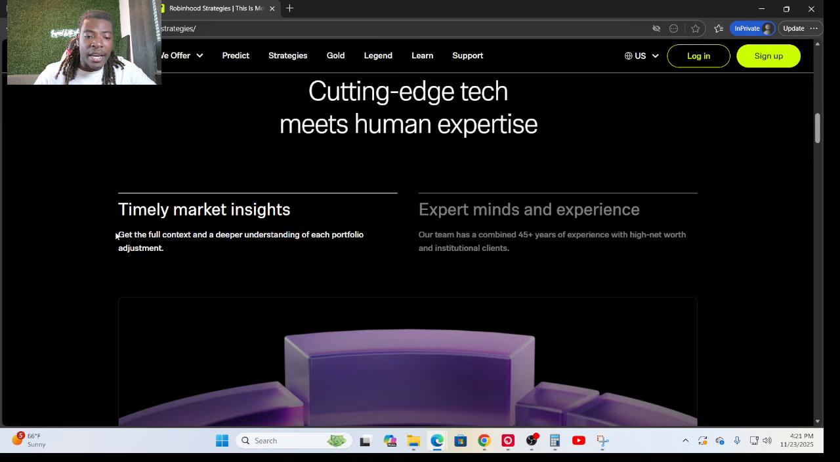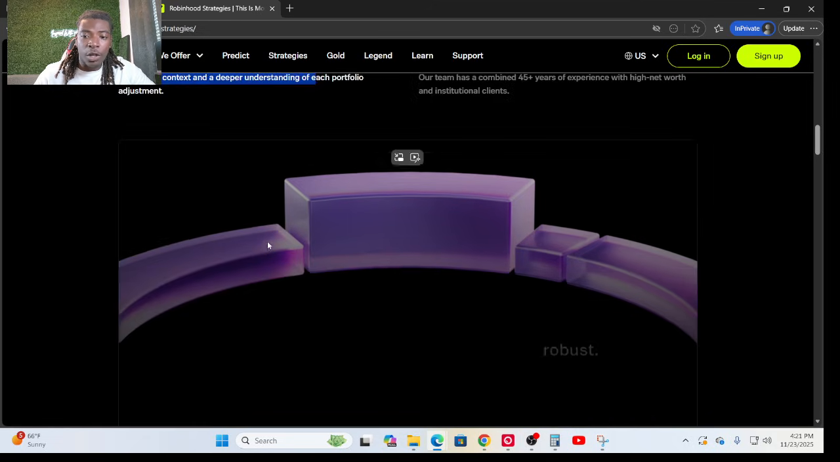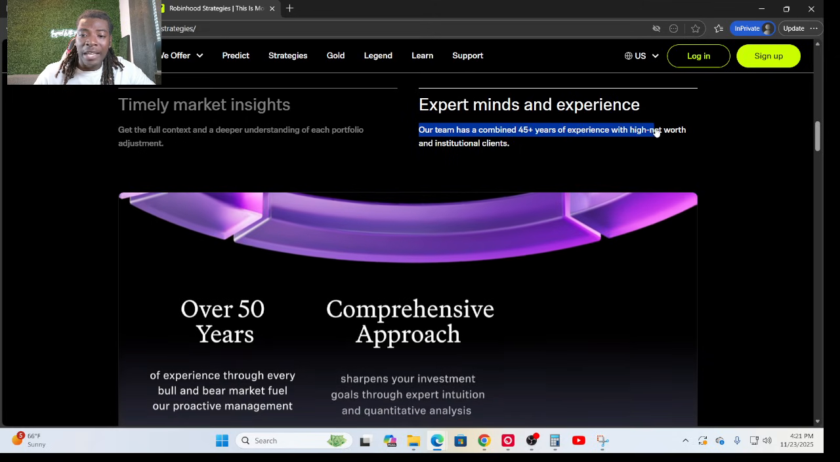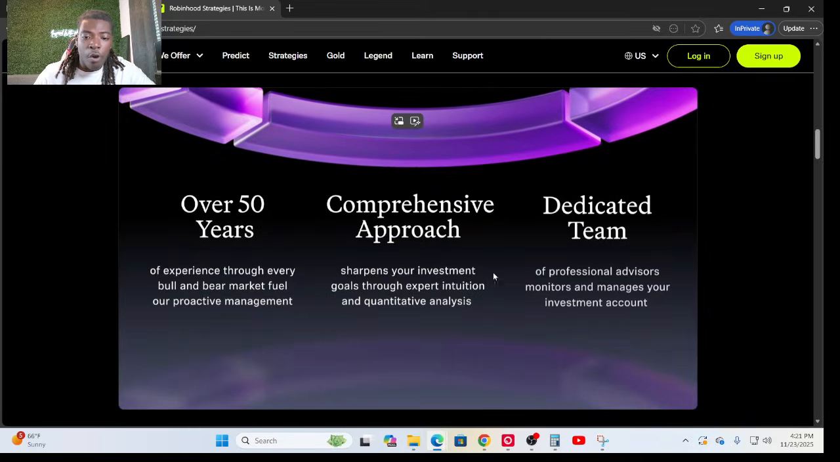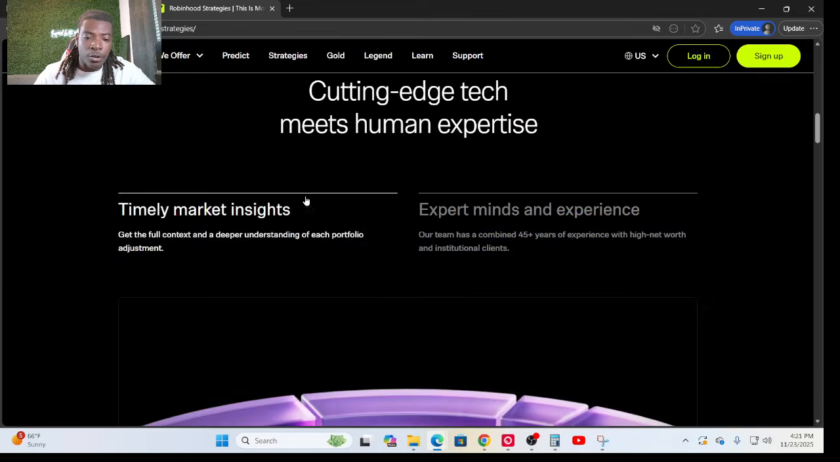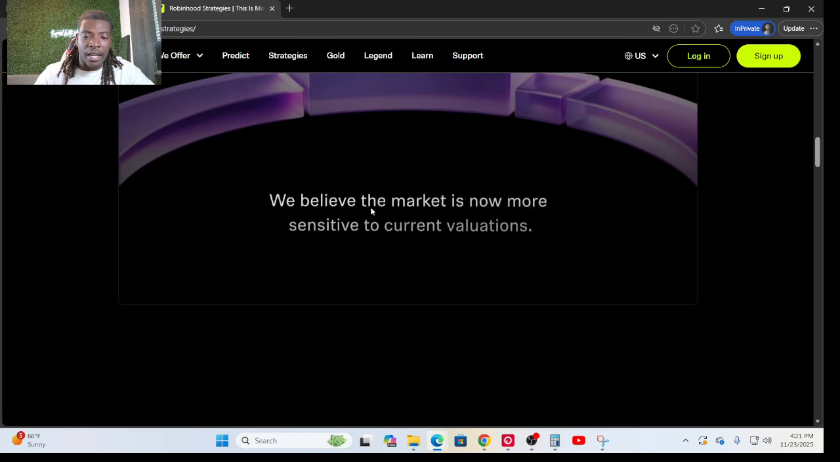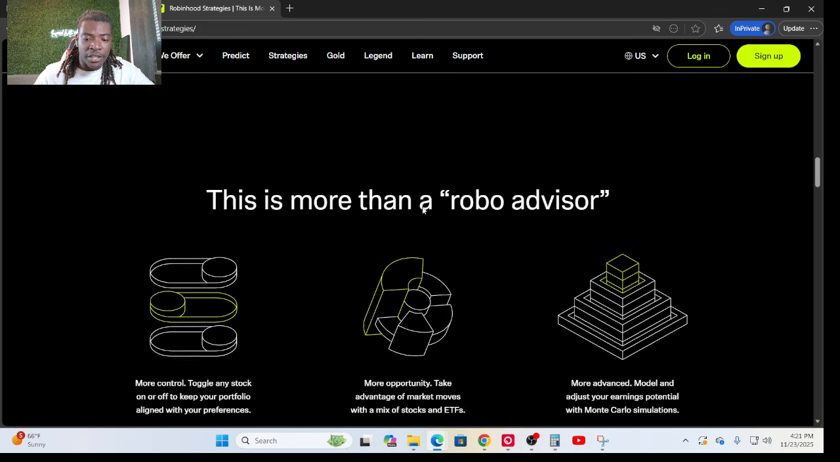Timing, market insights, get the full context and deeper understanding of each portfolio adjustment. You can see expert minds. Our team has a combined 45 years of experience with high net worth institutional clients. Over 50 years, you can see dedicated team. Pretty cool. So that's why I said there's still that human insight. Here's some visuals for you guys you can actually check out.